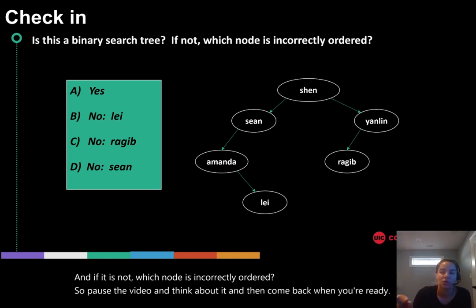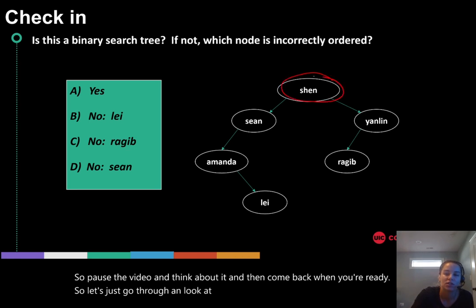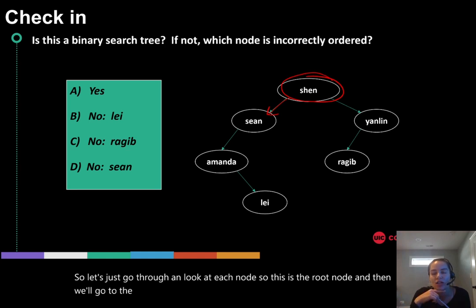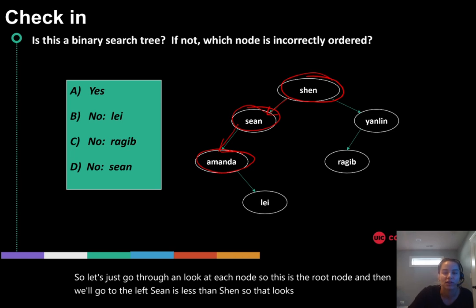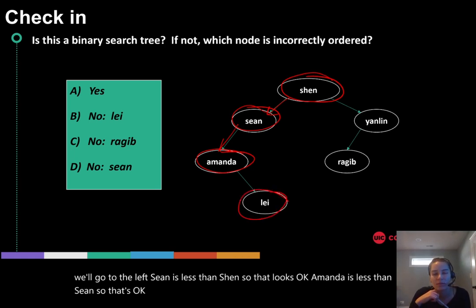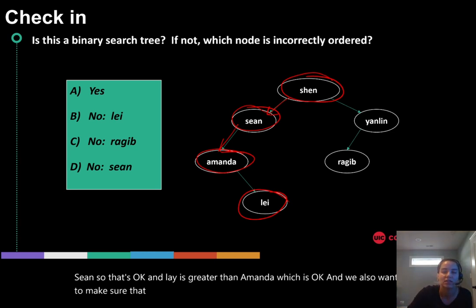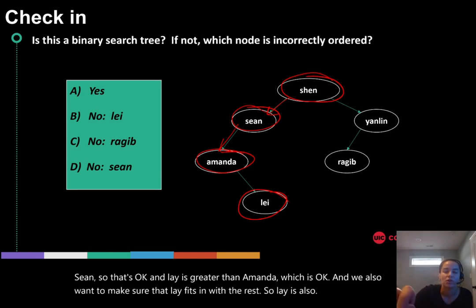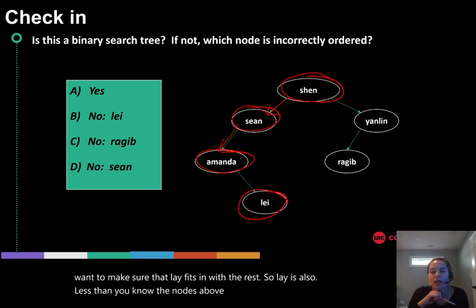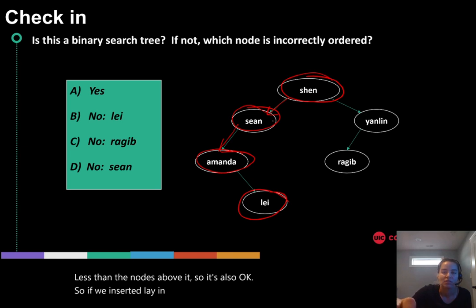So let's just go through and look at each node. This is the root node, and then we'll go to the left. Sean is less than Shen, so that looks okay. Amanda is less than Sean, so that's okay. And Lei is greater than Amanda, which is okay. And we also want to make sure that Lei fits in with the rest. So Lei is also less than the nodes above it, so it's also okay. If we inserted Lei at the top, Lei would go left, left, and then right, so that looks right.